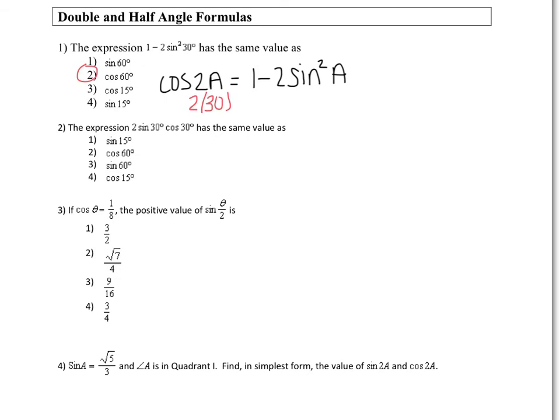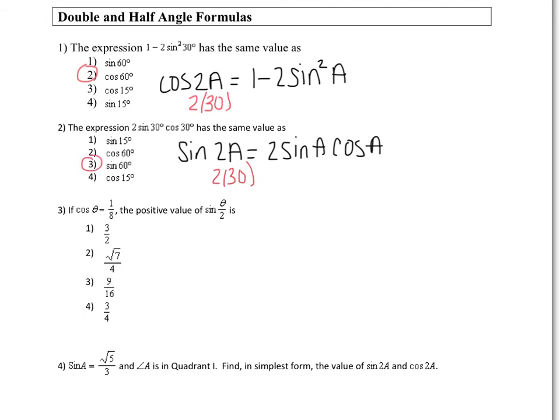Okay, for number 2, same thing. Look at the double angle formulas and half angle formulas and see which one is 2 sine A cos A. And you'll see that sine of 2A, the formula for that is 2 sine A cos A. So we have A. Again, A in this case is 30. So we're going to work backwards. So 2 times 30 is 60, but it's sine this time. So sine of 60, choice 3.